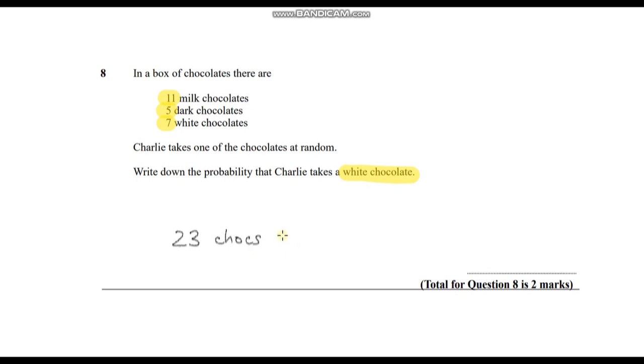Now, out of those 23 chocolates, how many are white? Well, there are 7 white. So the probability that Charlie takes a white chocolate, well, it's going to be 7 out of 23. There's 23 to choose from. Out of those 23, 7 are white.